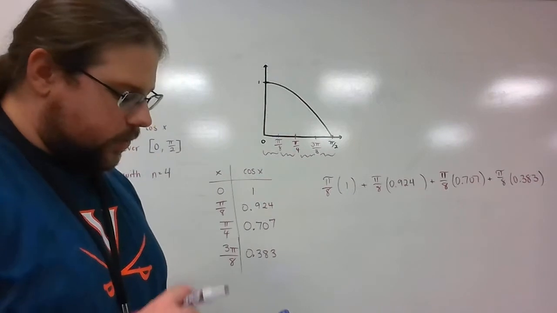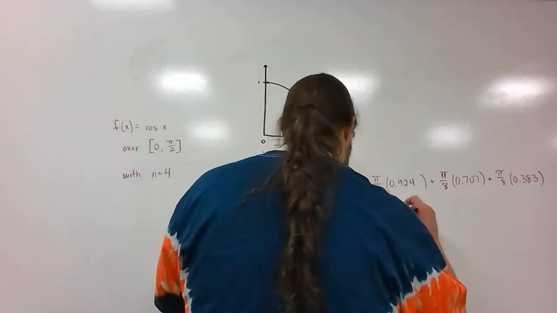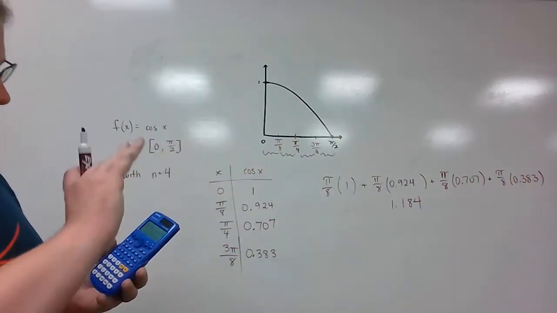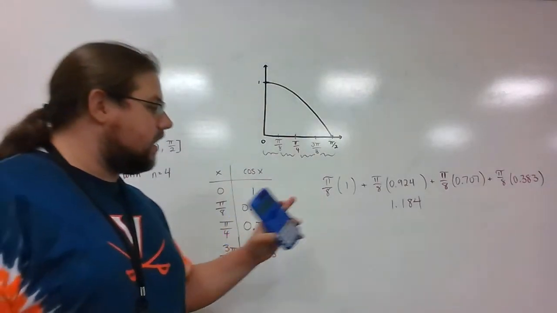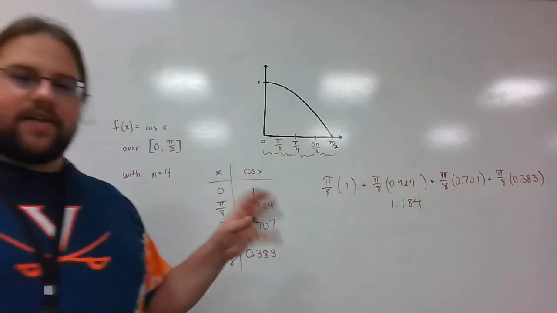All right. So when I type all that stuff into the calculator, my calculator gives me a nice, pretty answer, which is 1.18, and it rounds it off way down the line. I'm going to go ahead and round off at 3 decimal places just to be consistent, which is 1.184. Okay. So that's my left estimate.